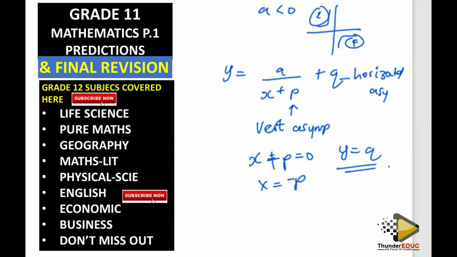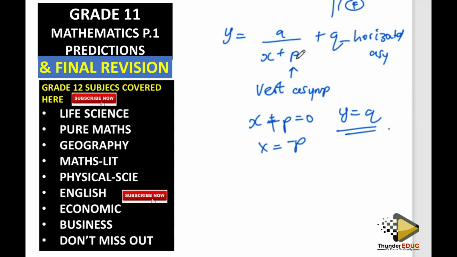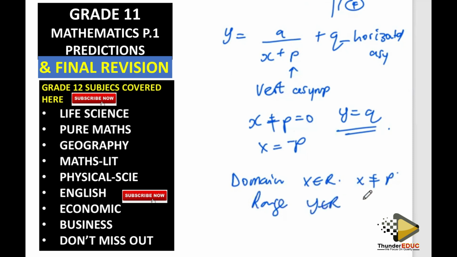If they ask you for the x-intercept or y-intercept, follow the same scenario. x is 0, y is 0, solve whatever you need to get. Then when it comes to the domain and range, something interesting. For the domain, x will be an element of real numbers, but x should never be equal to the asymptote. Same story with the range. y will be an element of real numbers, y should never be equal to the asymptote. So that's all we need to know with these functions.